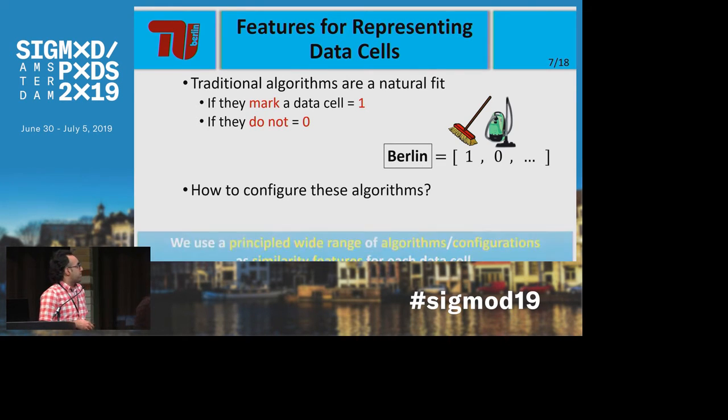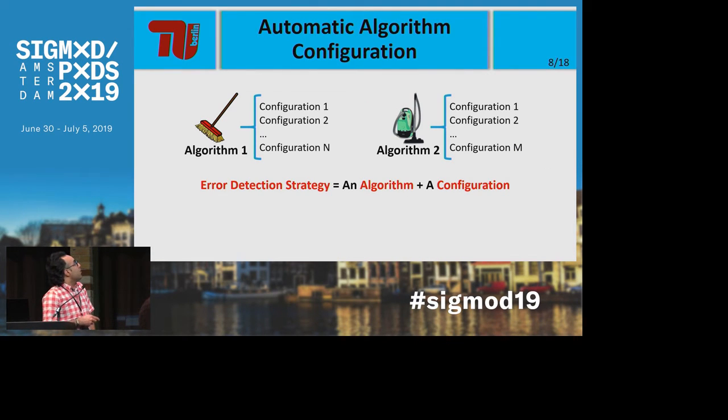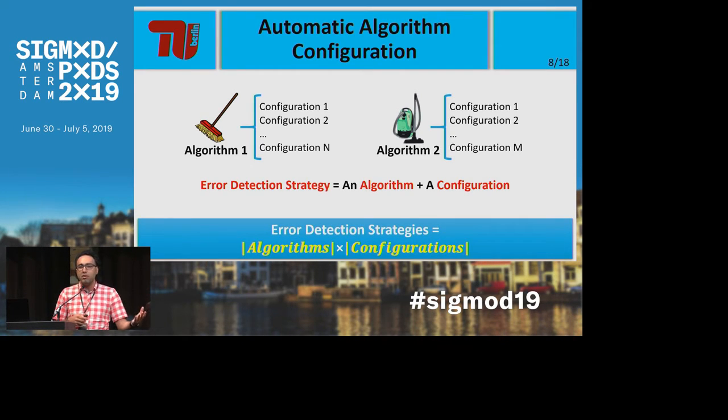So we basically use a principled and wide range of configurations for these algorithms. We run each algorithm with different configurations. So let's look at this process. Let's say we have different algorithms. Here, for example, we can see 2 algorithms, and each algorithm can take several configurations. First of all, we define one error detection strategy as a combination of one algorithm and one configuration. So basically, we will have number of algorithms times number of configurations error detection strategies.